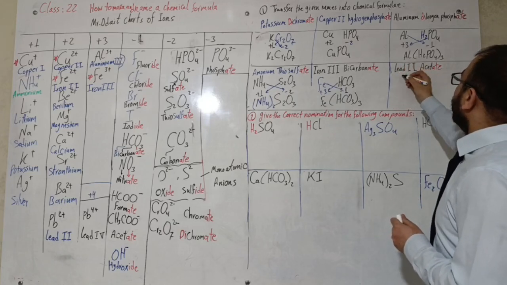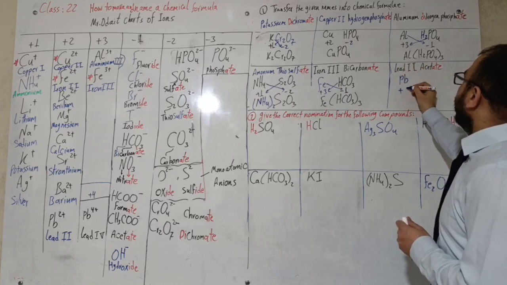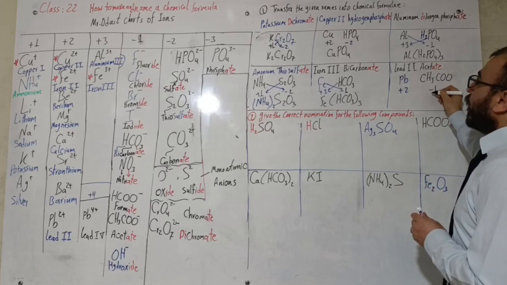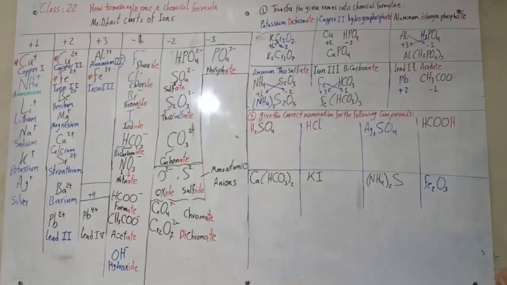Then, my friends, we started with lead 2, Pb 2. We have acetate, CH3COO -1. This is the acetate. This formula, my friend, is not correct.